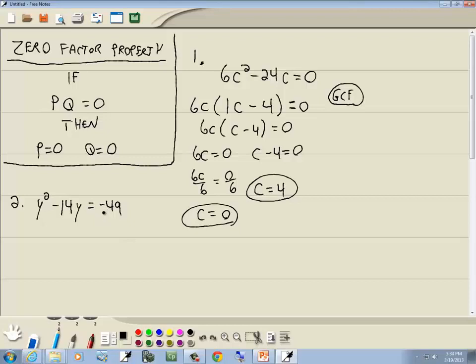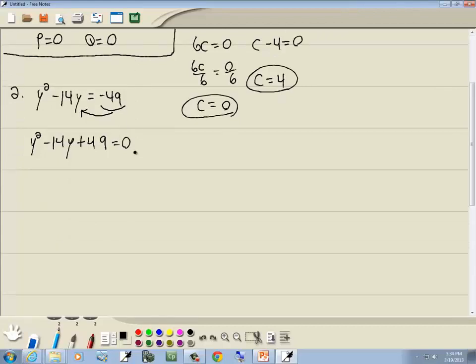But the first thing I notice here, it doesn't have 0 on the right side. So I'm going to take that negative 49 and move it to the left side. So we've got y squared minus 14y plus 49 equal to 0. Now this is the PSD method. We've got y squared, y, no y, and there's no number in front of our y squared. PSD would take the number at the end, 49, ignoring signs. If it's negative 49, we'd still just take 49. And we'll come up with our 3 columns.